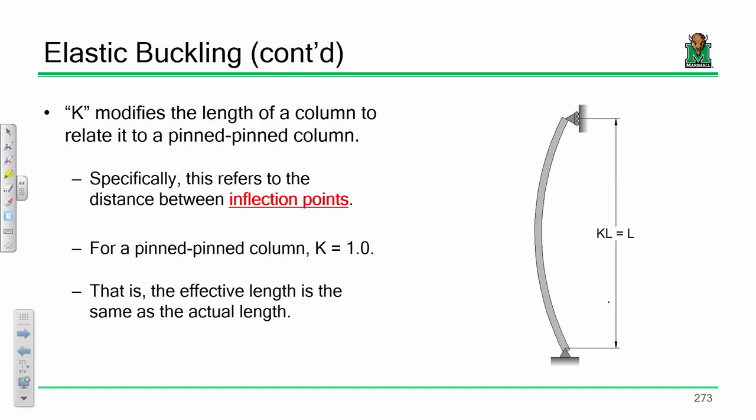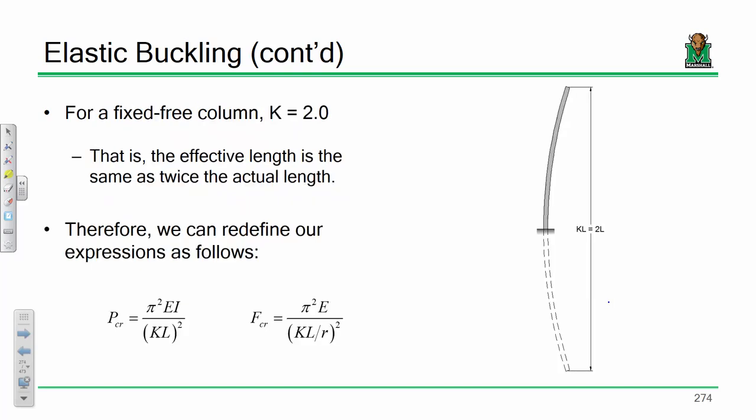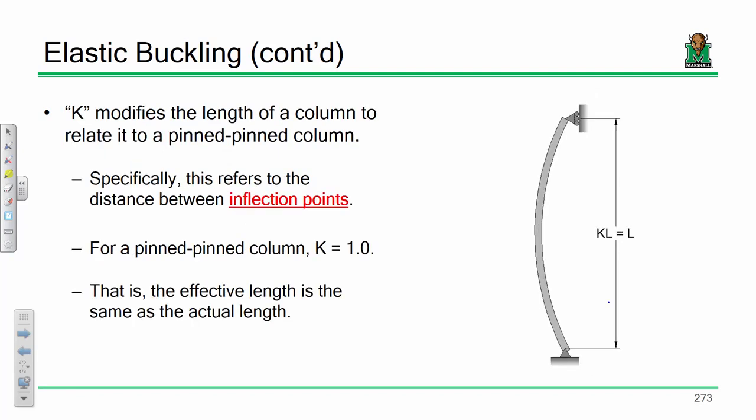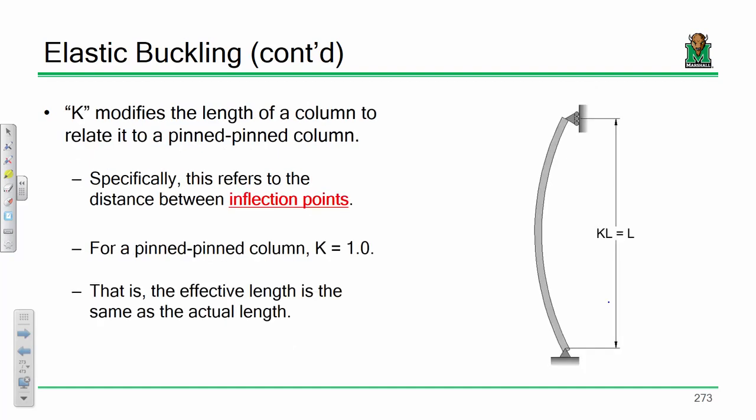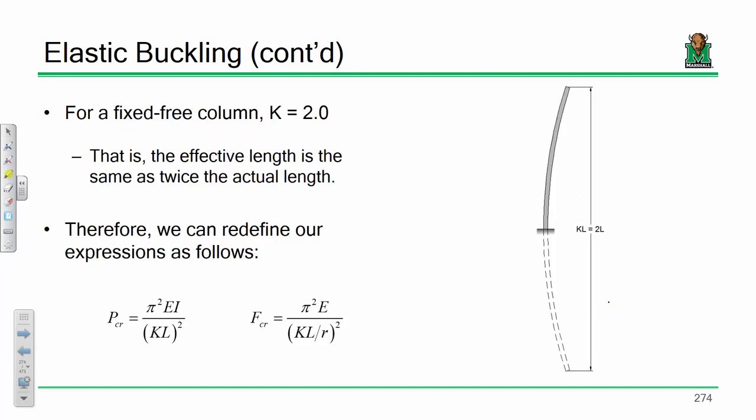You remember that? So if I have a column that's let's say fixed free, well, for it to represent a pin-pin column, I would argue that its effective length would look something like this, and it would probably be something like twice the original length, because that buckled shape looks like that one. Everybody okay with that? So whenever you have a column that's, let's say, fixed free, the effective length factor is theoretically 2, because doubling that length will generate the same buckled shape that you get for a column like this. Does that make sense? So that's what an effective length factor is trying to do. It's trying to map the deflected shape to look like a pin-pin column.